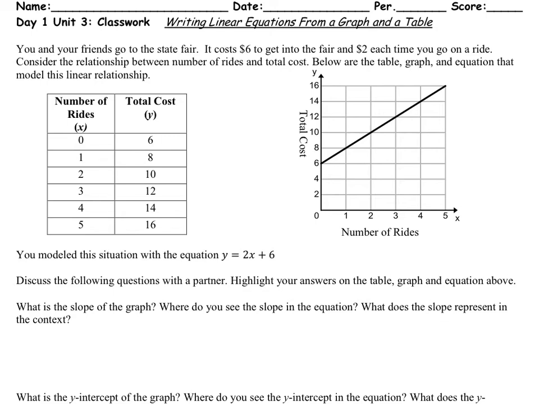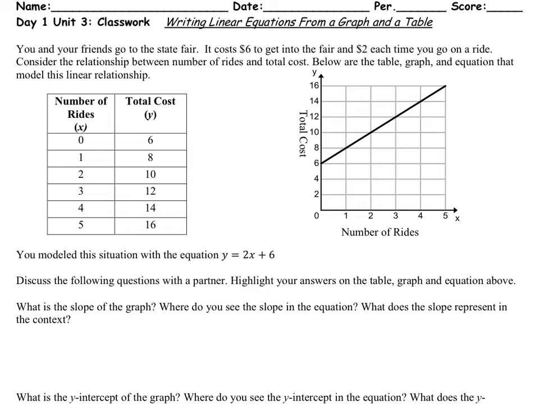This worksheet: writing linear equations from a graph and table. So, day 1 of Unit 3, that's great. You and your friends go to the state fair. It costs $6 to get into the fair and $2 each time you go on a ride. Consider the relationship between number of rides and total cost. Below are the table, graph, and equation to model this linear relationship.